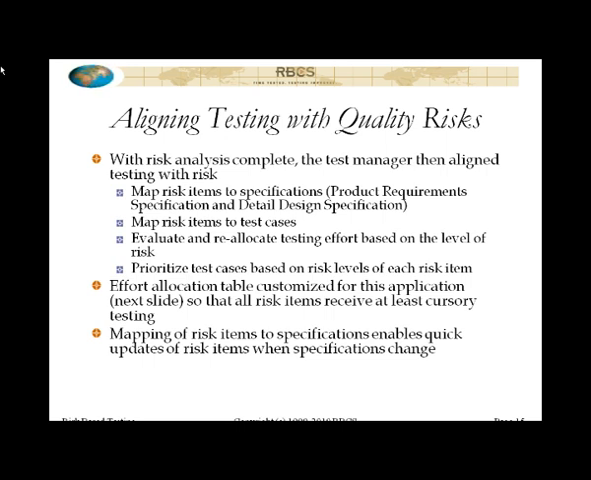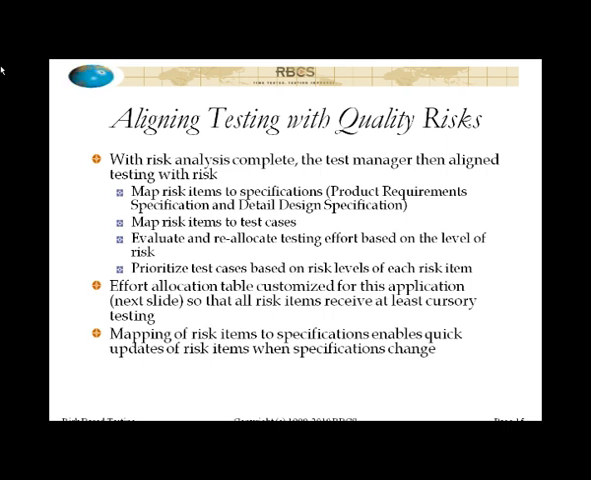Okay, so now at this point we've got a solid quality risk analysis document, and it's a good basis for testing. So at this point, the Test Manager is going off to align the testing with risk. So one of the things that he did was he goes through the risk items and he goes through the specifications. Specifically, he had a product requirement specification and a detailed design specification.